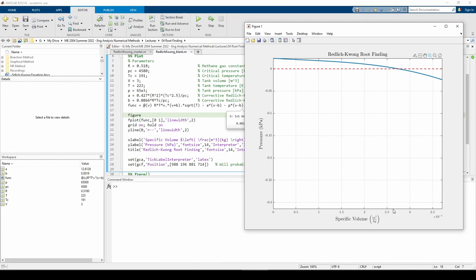Now that we've roughly identified the root location, we can pick an initial guess for the root finding algorithm. The problem statement wants us to use the fzero function. Fzero can accept both one or two initial guesses. If you supply two initial guesses, the signs of the functions evaluated at the guesses must be opposite, just like the bisection method. Let's only choose one initial guess for now. 3e-3 meters cubed per kilogram seems like a suitable guess.